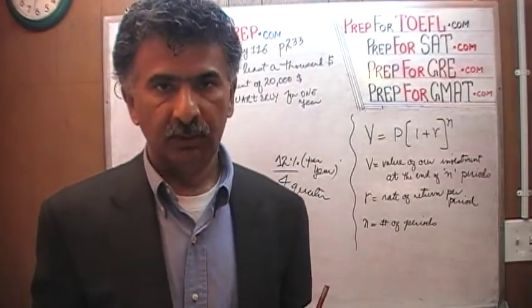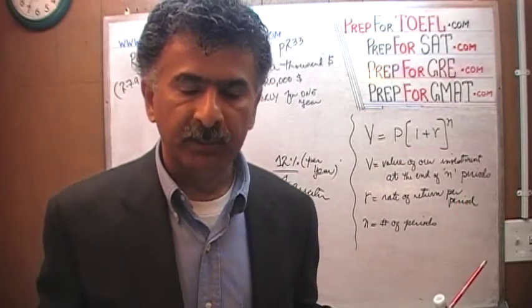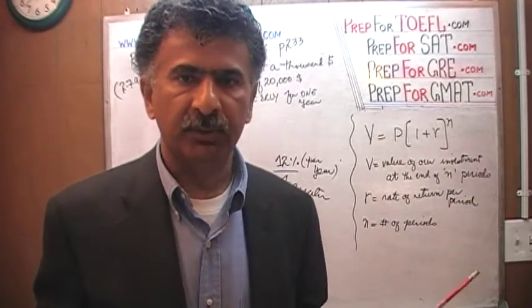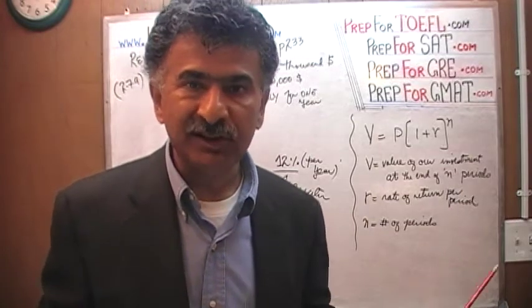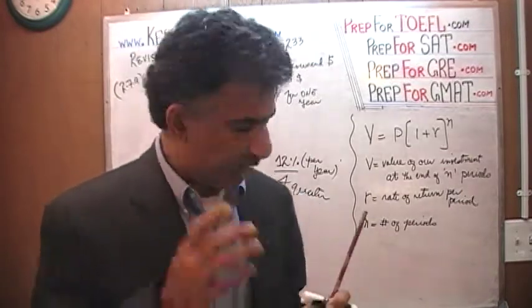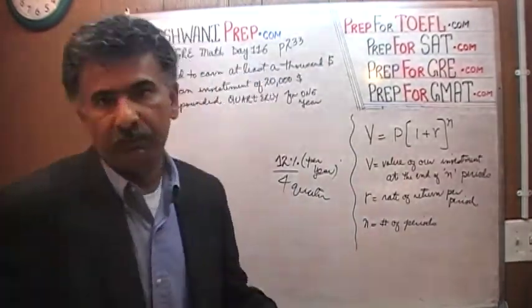Do you understand? So you have to read the problem and ask yourself, how often am I getting paid the interest? Is it per quarter? Is it per month? Is it twice a year? Is it once a year? What is it? Okay, enough said. So R is the rate of return per period, and of course n is the number of periods.